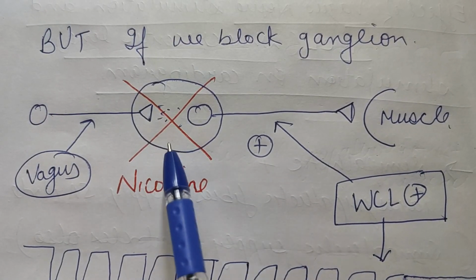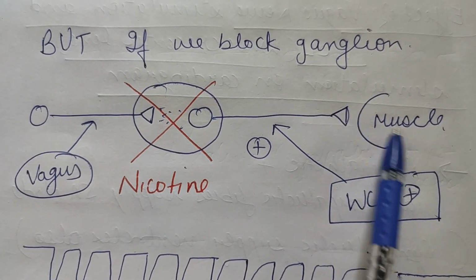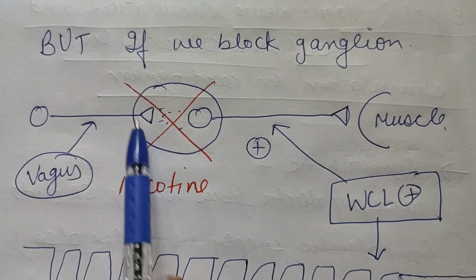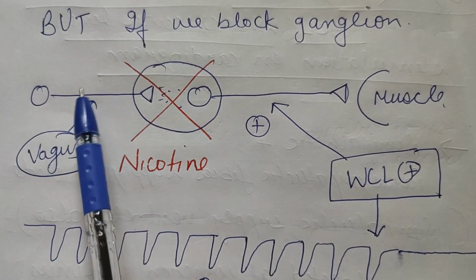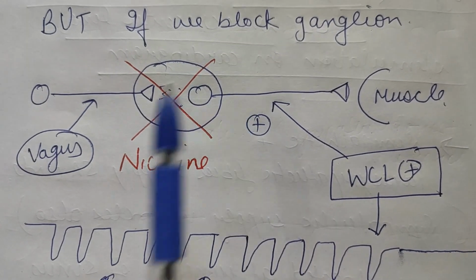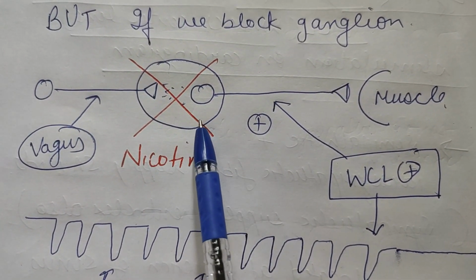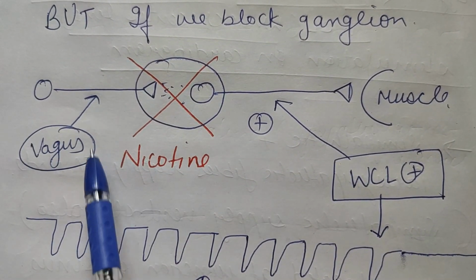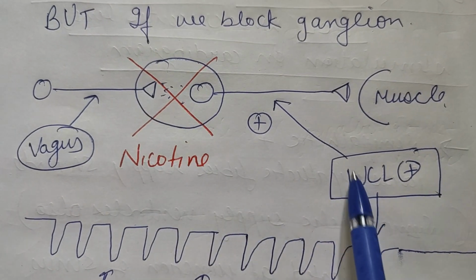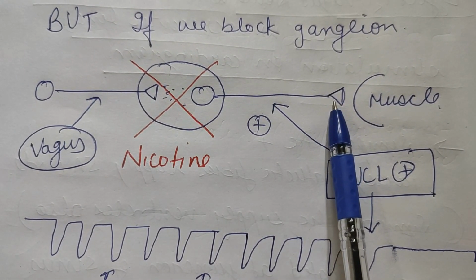But what if I block this ganglion? Not this. This is working. Okay. If the ganglion is blocked, so preganglionic fiber whenever stimulated, they are not able to transmit the information to postganglionic. So what should happen? Give me the response in the comment box. What should happen now? Whether vagus stimulation should be responsive or WCL should be responsive. Just think about it, pause the video and tell me the response.